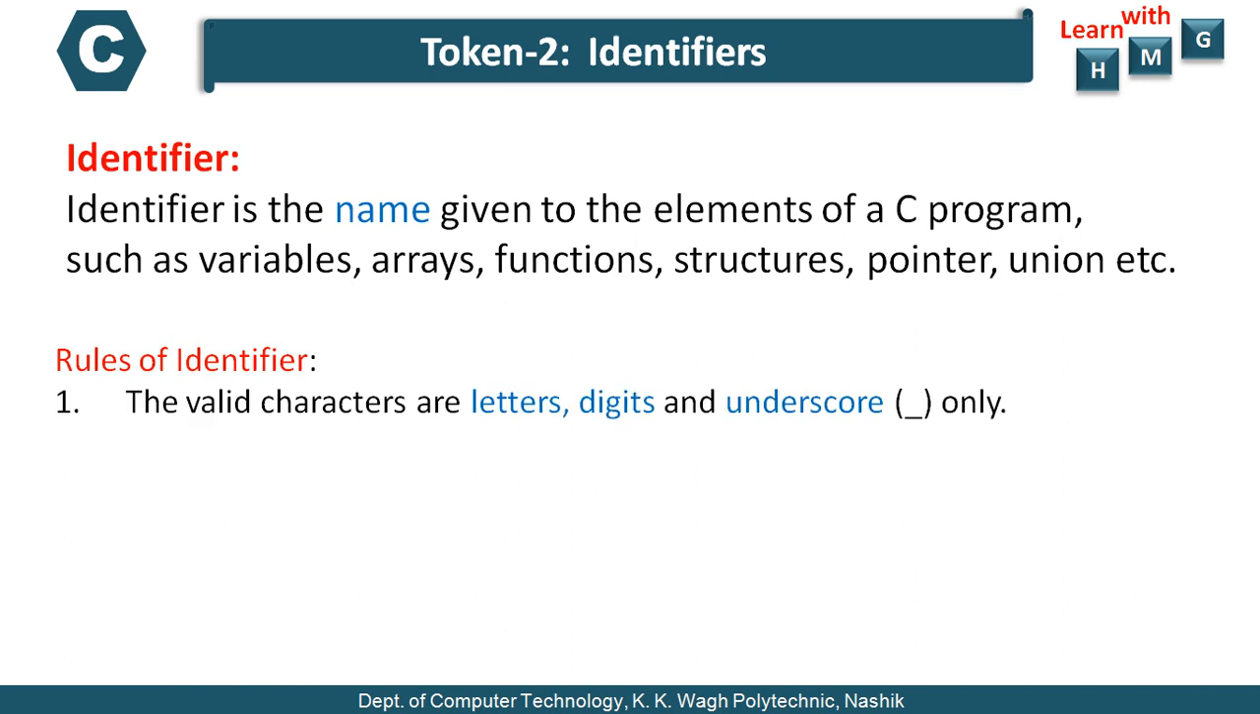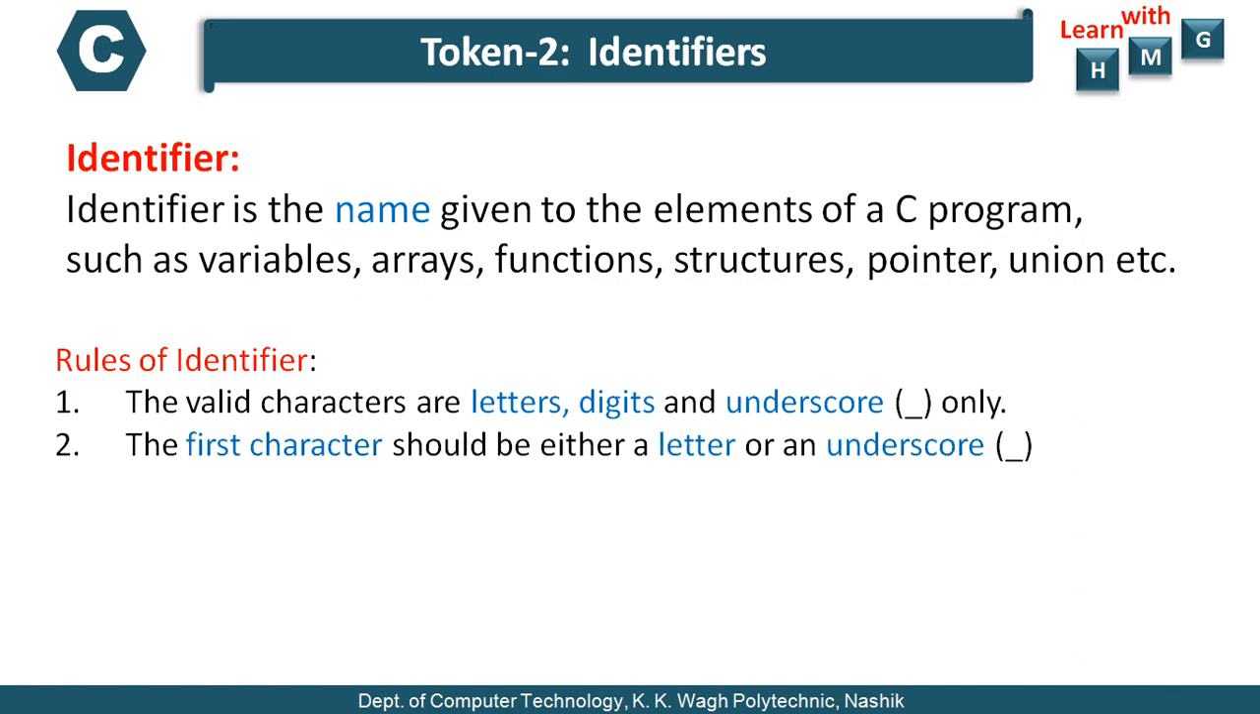The first rule is valid characters are letters, digits and underscore symbol only. You cannot use any other characters that we have seen in the character set in the first slide. Only letters means alphabets A to Z, small and capital, digits 0 to 9, and underscore, which is the only special character allowed for an identifier, that is, for a name. Now, the first character of the identifier must compulsorily be a letter or underscore. You cannot use a digit as the first character in your identifier.